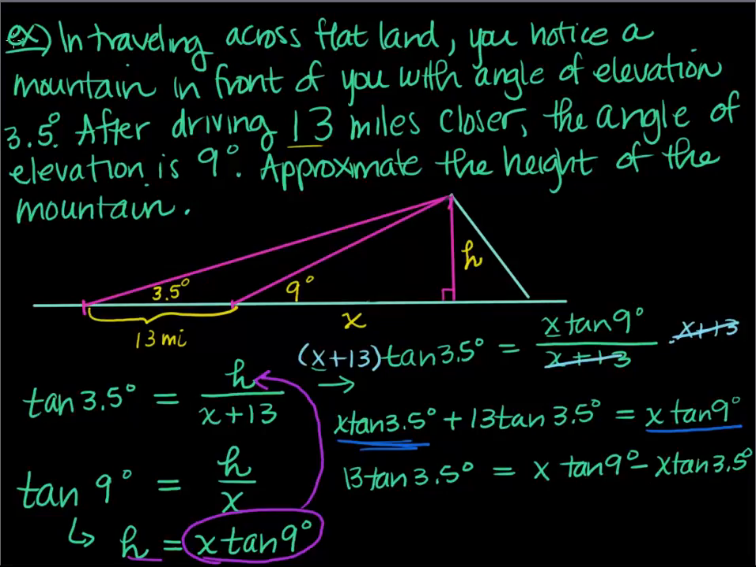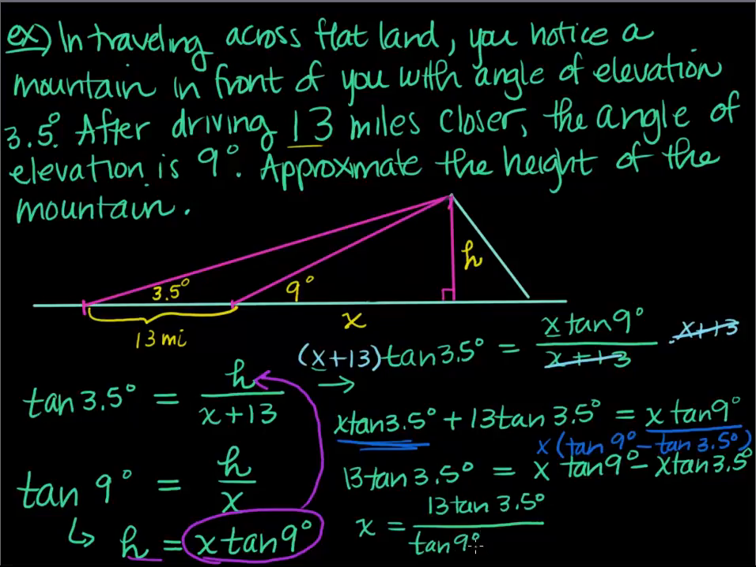That's right, it's an X. So I'm running out of room. So I'm just going to factor that X out. What would I be left with? Tangent of 9 degrees minus the tangent of 3.5 degrees. And then finally, what would I do to finish this up is I would just divide by that whole thing. So what do we find X to be? X is going to be this side right here, which is 13 tangent of 3.5 degrees, all divided by this stuff right here. Tangent of 9 degrees minus the tangent of 3.5 degrees.